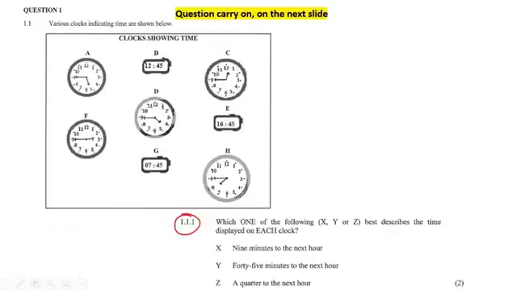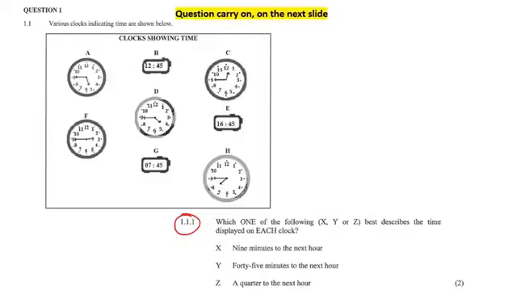Okay, so 5 questions. We are given various clocks indicating the different times. First question: which one of the following, X, Y, or Z, best describes the time displayed on each clock? For X, 9 minutes to the next hour; 45 minutes to the next hour; a quarter to the next hour. Okay, let's have a look at these clocks.